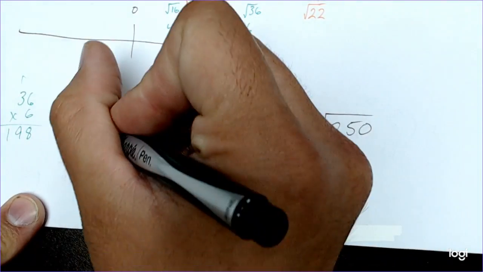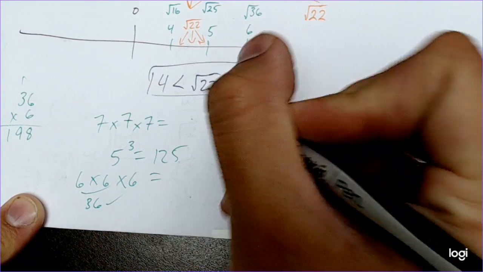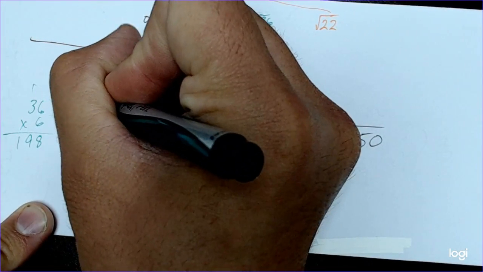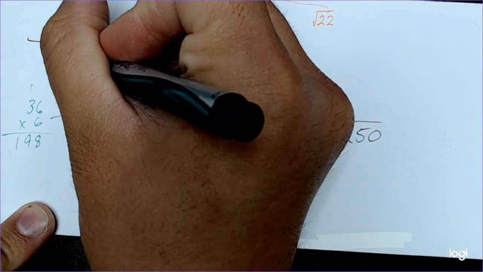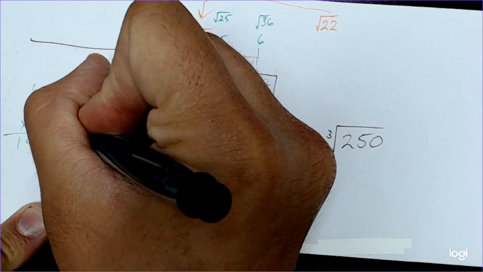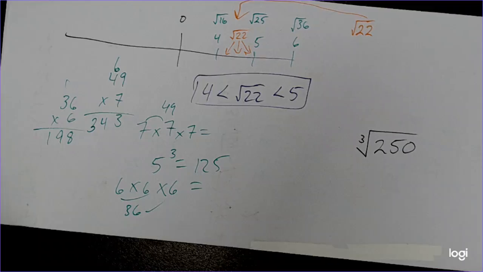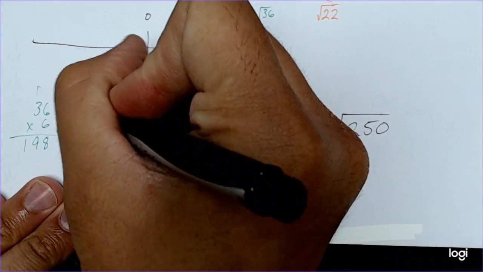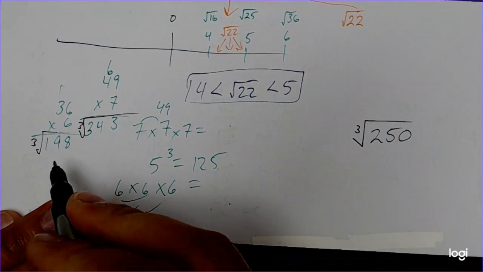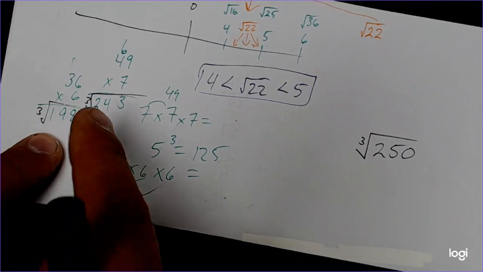So if I did 7 times 7 times 7, that would give me 49. 49 times 7, 9 times 7 is 63, carry the 6, 7 times 4 is 28, plus 6 is 34, 343. Okay, so what I've just learned is that 7 cubed is 343, and 6 cubed is 198. So I can see 250 falls in between these two numbers.